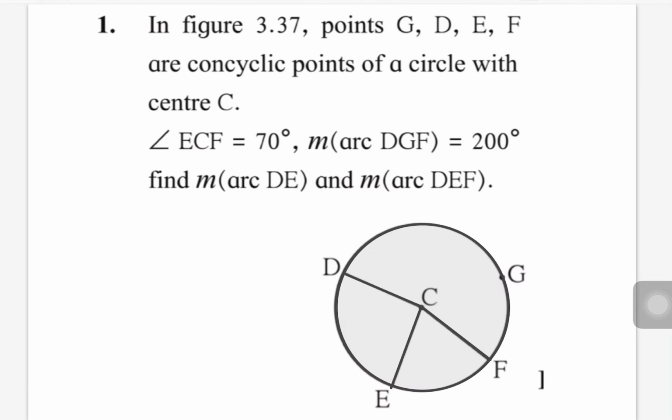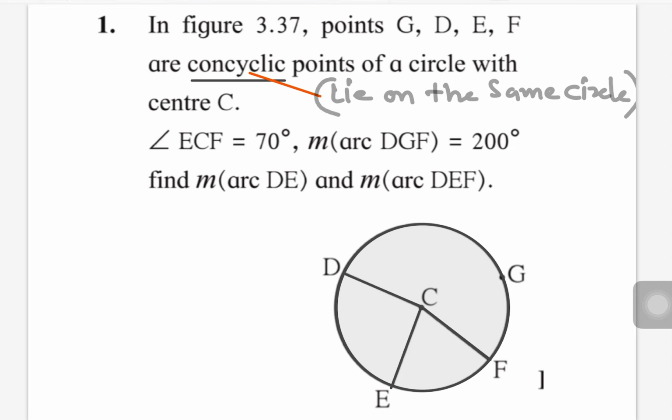So check this question. In the given figure, points G, D, E, F are concyclic points. Concyclic means they lie on the same circle. All the points lie on the same circle. They are called concyclic. In fact, we are going to learn that later.